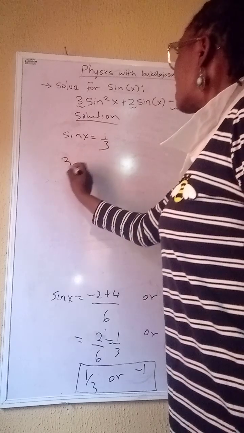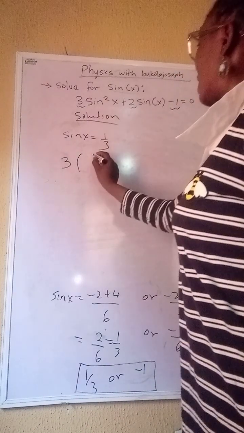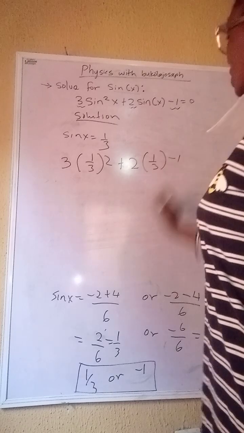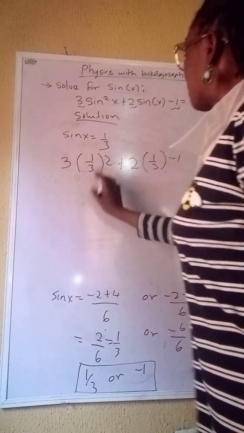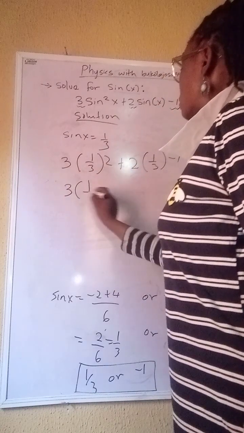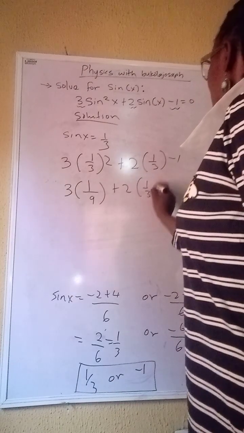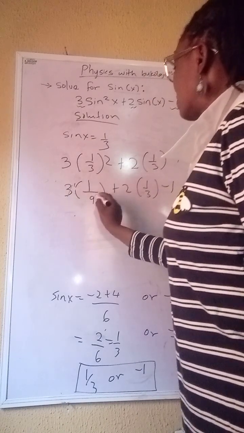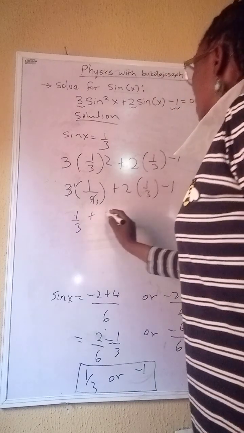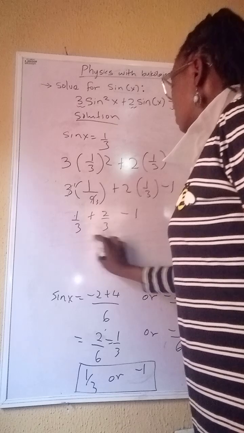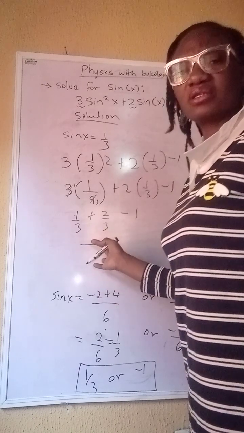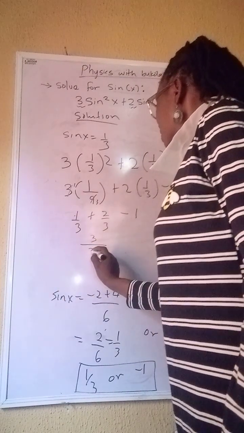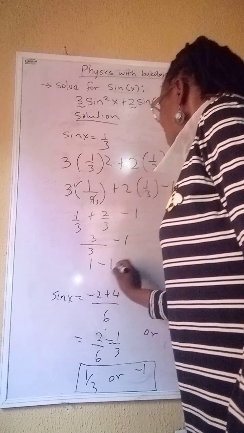So we have 3 into sine squared x. Remember it's squared, so we have 1 over 3 all squared, plus 2 into sine x, which is simply 1 over 3, then minus 1. Simplifying, this squared gives us 1 over 9, plus 2 into 1 over 3 minus 1. Opening the bracket, 3 times 1 over 9 gives us 1 over 3, plus 2 over 3, minus 1. They have the same denominator, so we sum the numerators and maintain the denominator. 1 plus 2 gives us 3 over 3, minus 1. That's 1 minus 1, which is equal to 0.